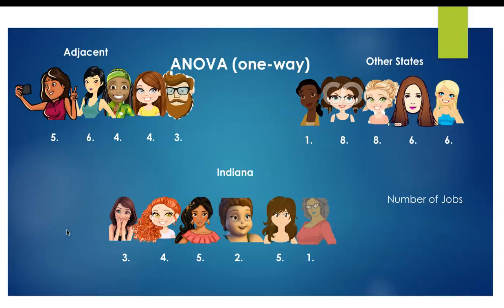Let's do another example. In this case, we're comparing the number of jobs someone has had to their state of residence. Pause the video here, take a look at the data, spend some time calculating the ANOVA, unpause when you feel you've calculated as far and as well as you can. Okay, welcome back.